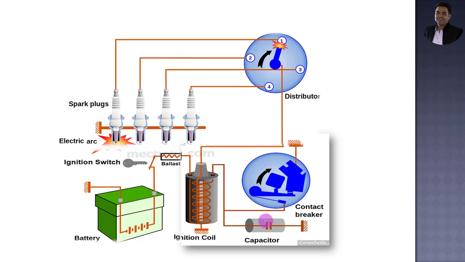I'm again going to repeat the connection between these components. The battery positive terminal is connected with the primary winding of the ignition coil through the ballast resistor and the ignition switch. The second end of the primary winding of the ignition coil is connected with the contact breaker point, and then it is earthed at this point. The capacitor or condenser is connected in parallel with the contact breaker, and the high tension or secondary winding of the ignition coil is connected with the distributor, and from the distributor all pickup points are connected with the spark plugs.